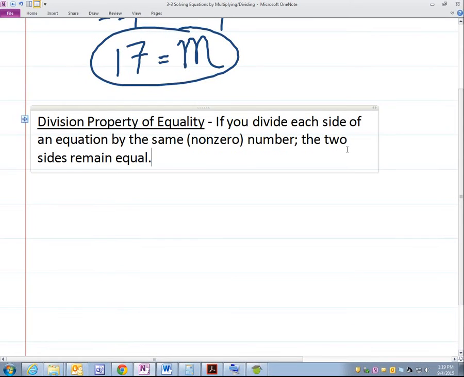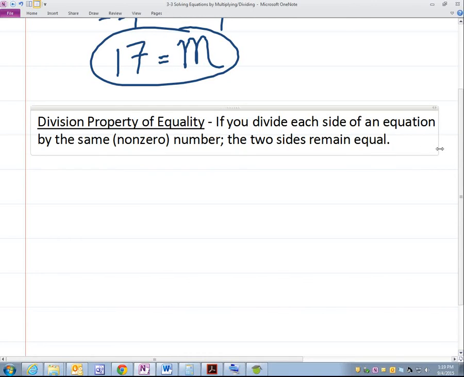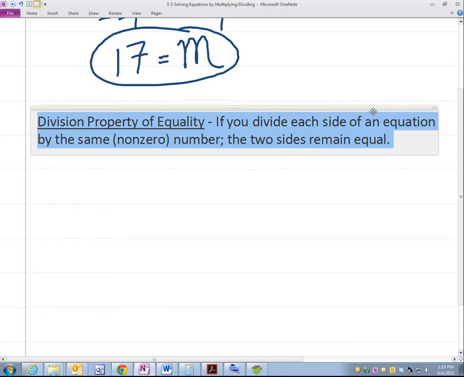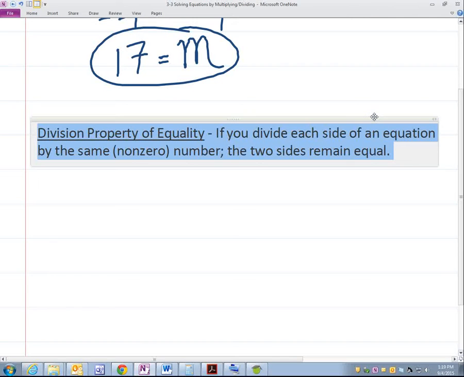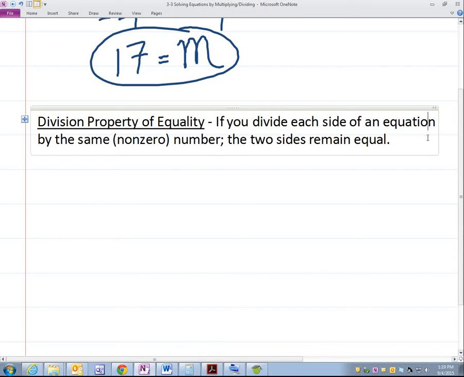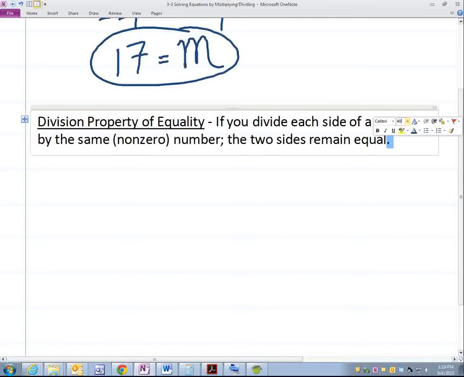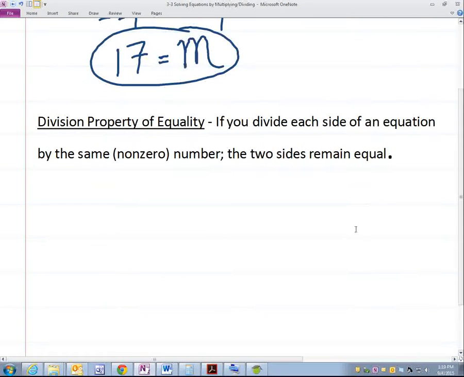I'm going to make that prettier. Hold on. Is that prettier? That's not prettier. The division property of equality. If you divide each side of the equation by the same non-zero number, the two sides remain equal.